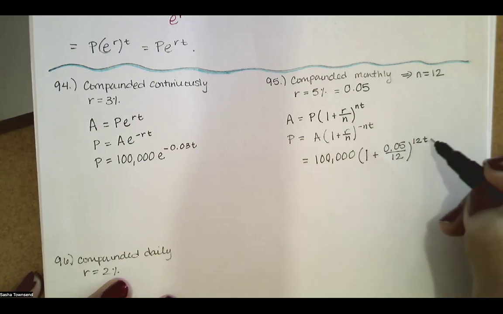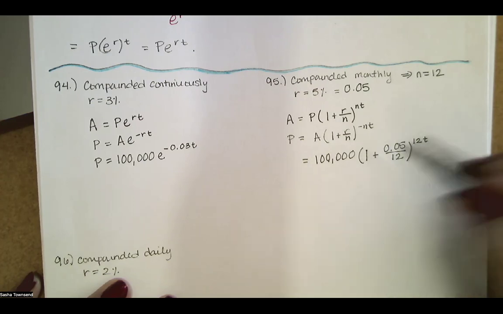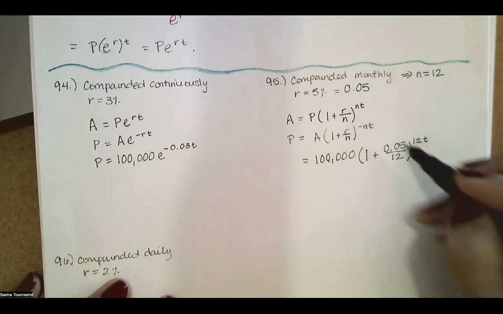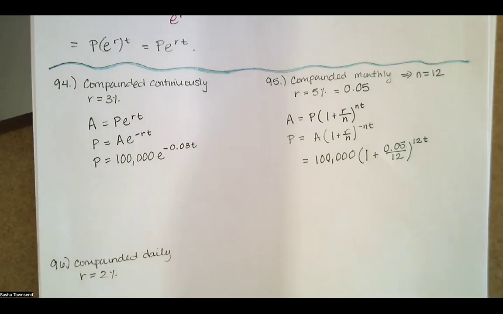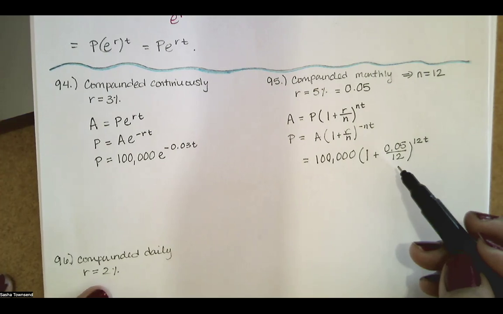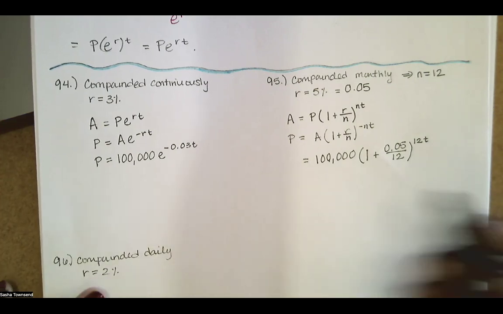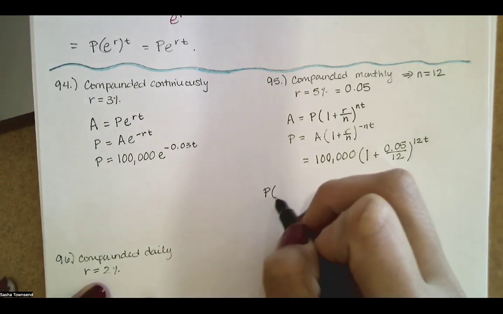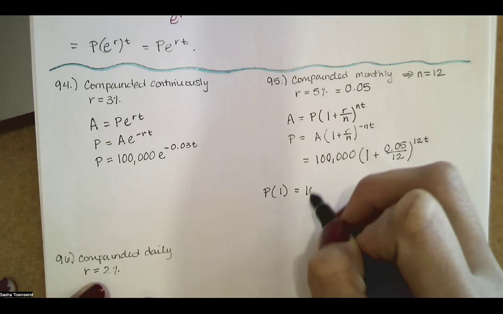If t is equal to 2 years, we're going to multiply by this extra factor 24 times. If it was 3 years, we multiply by this factor 36 times, and so on and so forth. So this is the formula that we use. Now, for our table, we need to evaluate this at t equals 1 year.